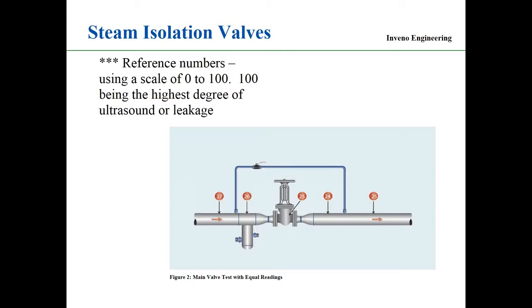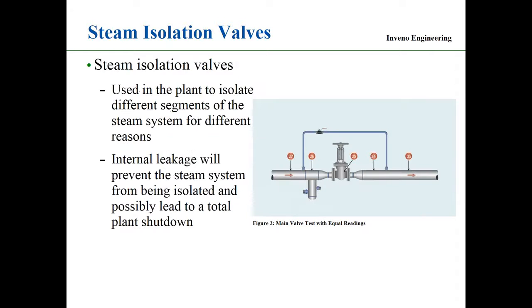If all these numbers are close in ultrasonic levels, the valve is not leaking. A leak will generate more ultrasonic sound, then you'll know the leakage is occurring. So on this isolation valve, with all the points pretty well close in ultrasonic level, it gives me an indication the valve is seated and it's not leaking through.